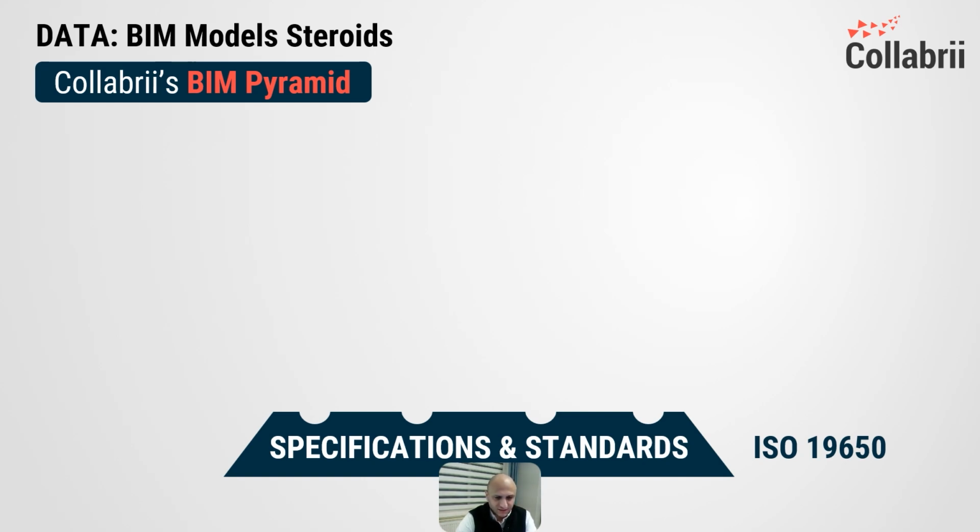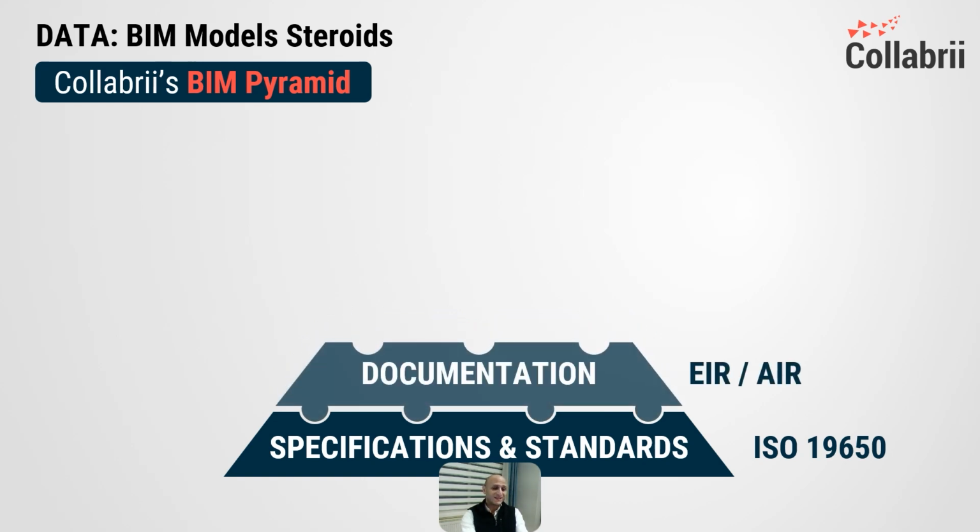Once we understand the ISO 19650 and we apply it in our workplaces and our processes, we come up to the documentation which is based on the ISO 19650, which tells us what that document needs to have. For example, the exchange information requirements. It dictates what process we need to follow in terms of BIM implementation in the delivery phase.